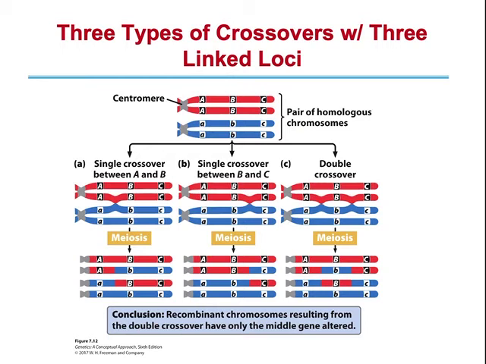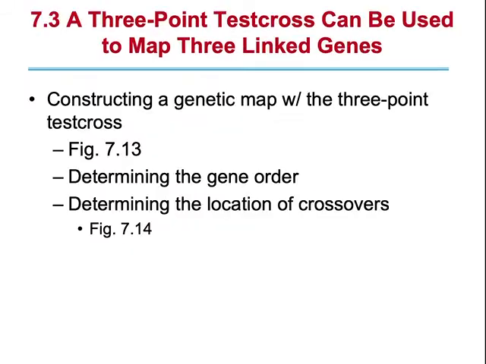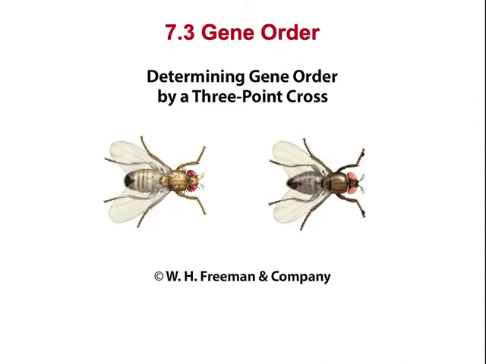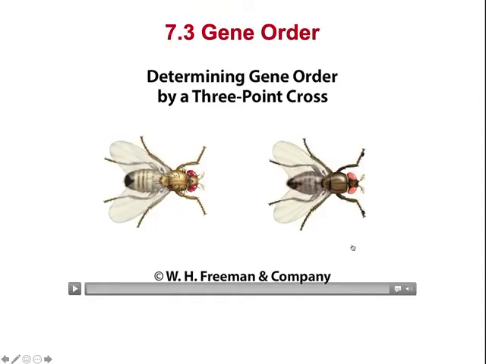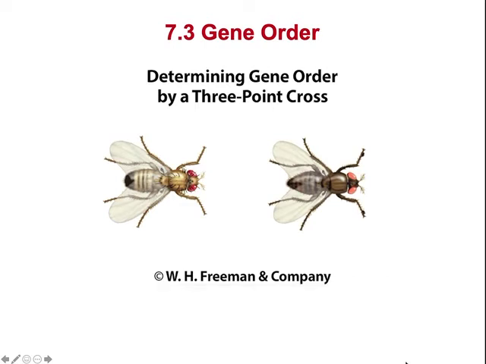In progeny that result from a double crossover, only the middle allele should differ from the alleles present in the non-recombinant progeny. So you can see that illustrated here. When we talk about genetic maps with a three-point test cross, this allows us to determine gene order and determine the location of crossovers. So the idea here with gene order is expressed in this tutorial.